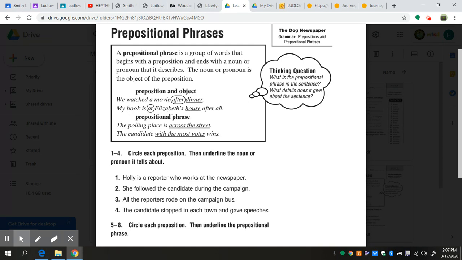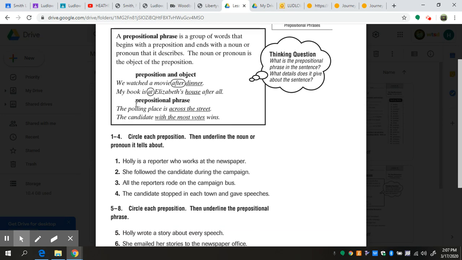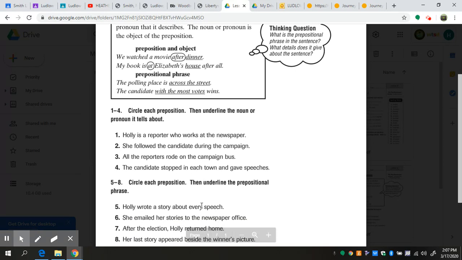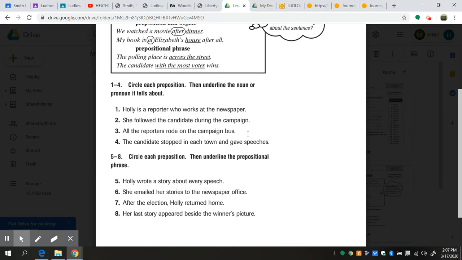My book is at Elizabeth's house after all. We need to decide where your book is. The preposition says it is at the house, so house is the object of this preposition. And then for this one, we're looking at prepositional phrases. The polling place is across the street. Once again, this tells you where something is. The candidate with the most votes wins. This tells you detail. So I'm going to do 1 and 5 for you so you have a working example as to what you need to do.